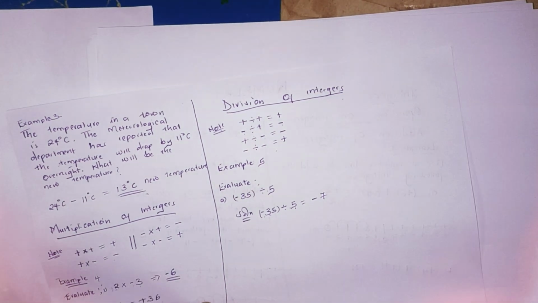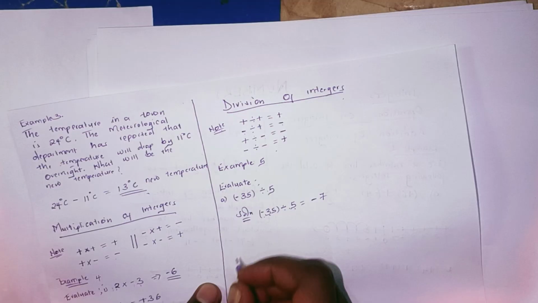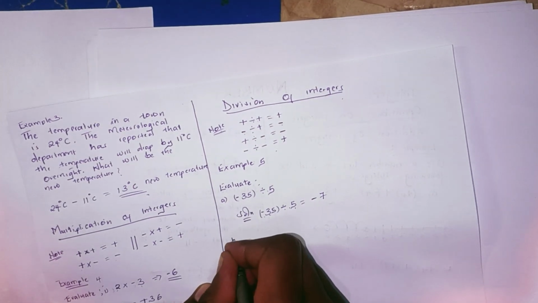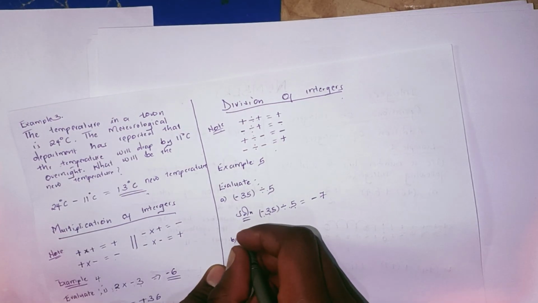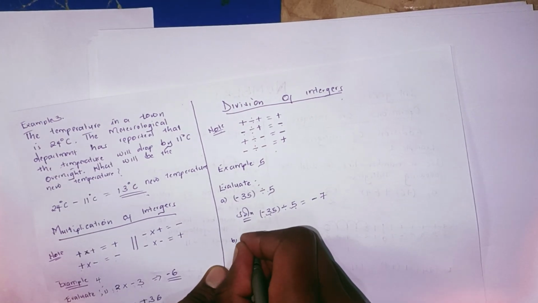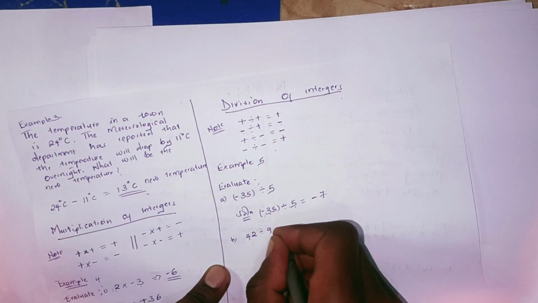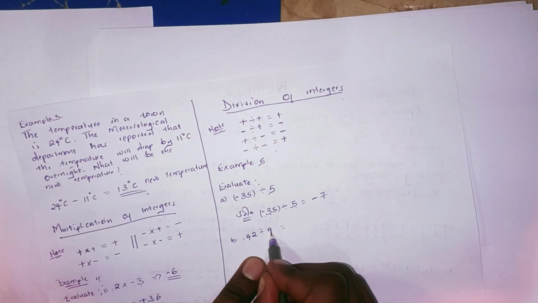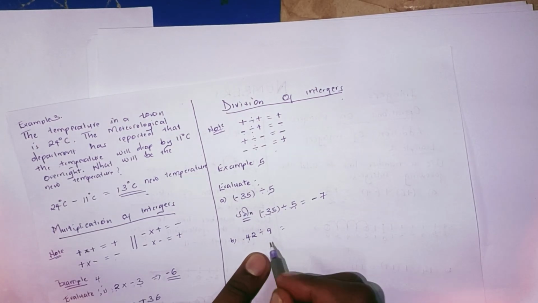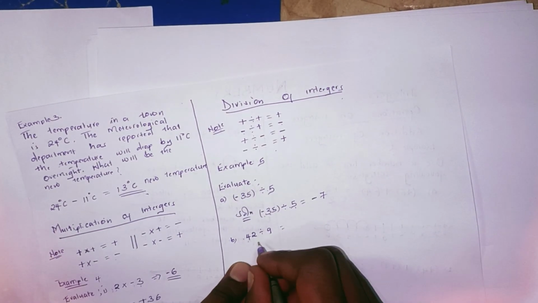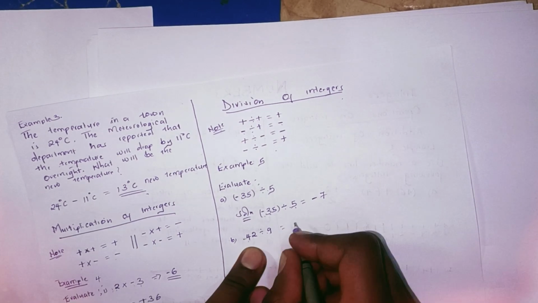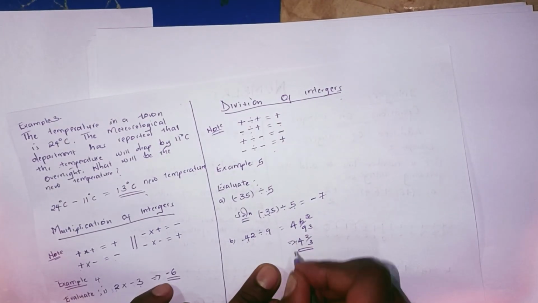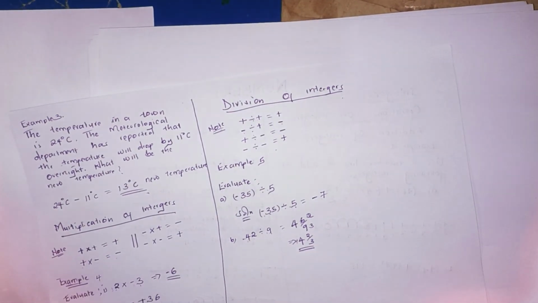Then we proceed to the next example, and that is B. It is 42 divided by 9. This is positive 42 divided by positive 9. This is direct. Positive divided by positive, you get a positive. Then 42 divided by 9 is the answer, but it is a positive, and there is no need of writing that positive there.